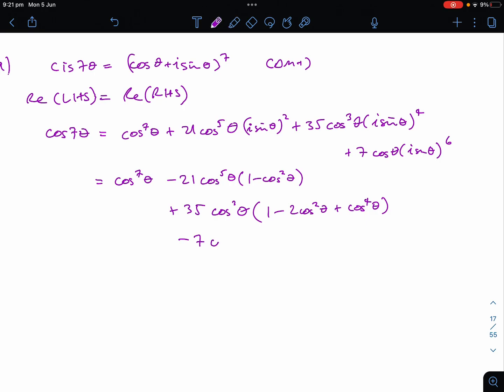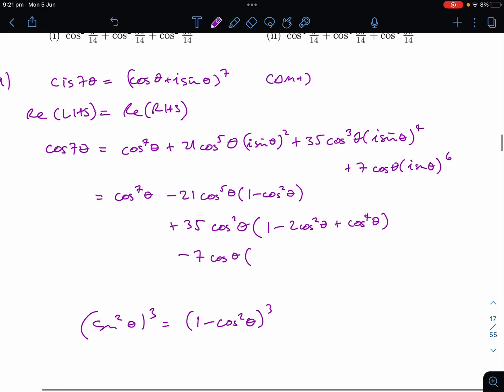So minus 7 cos theta outside. That's going to be 1 minus cos squared. So sine to the 6th theta is sine squared to the power of 3. Sine squared theta cubed is (1 minus cos squared theta) cubed. So it's 1 minus 3 cos squared theta plus 3 cos to the 4th theta minus cos to the 6th of theta.